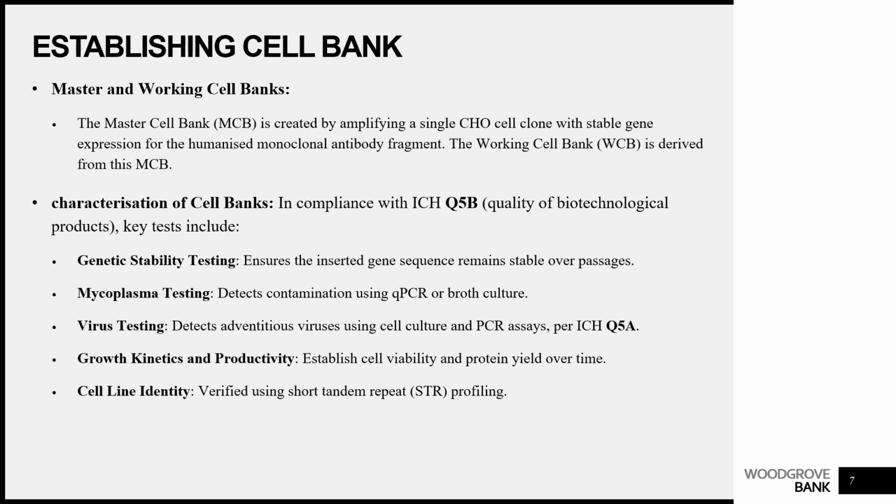So let's talk about establishing the cell bank: the master cell bank and the working cell bank. As I said, the master cell bank is created by amplifying a single CHO cell with a stable gene expression for the humanized monoclonal antibody fragment. Basically, your CHO cell is transfected with the stable gene that can express the humanized monoclonal antibody fragment.